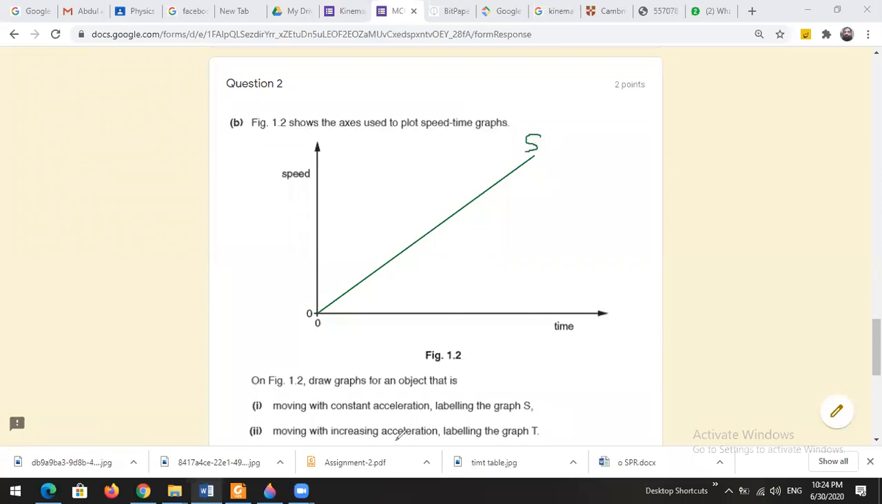Next part, moving with increasing acceleration. Increasing acceleration means the gradient is increasing. So I'm using this one. So now you can see here this gradient is increasing. So label it with letter T. So I've labeled it as well. Okay, so I'm clearing this and again moving to the next question.